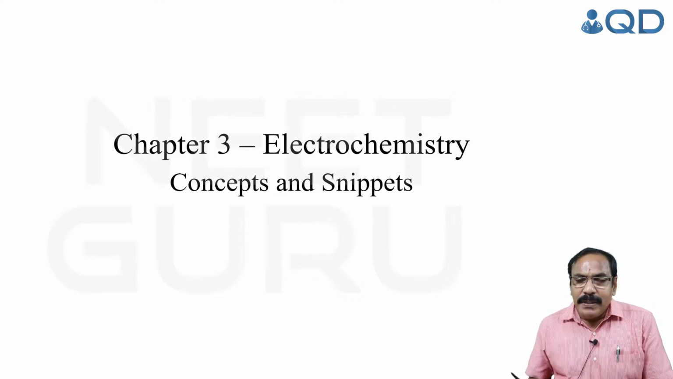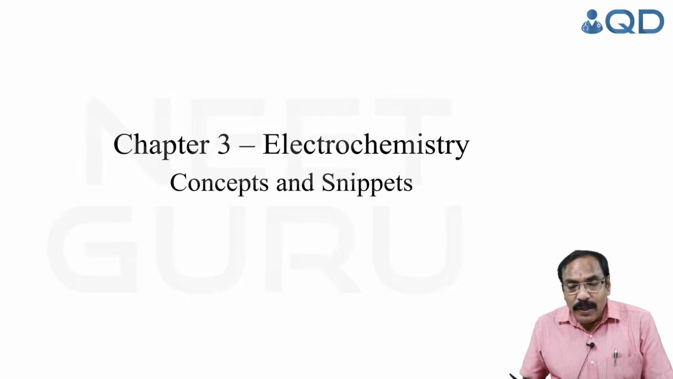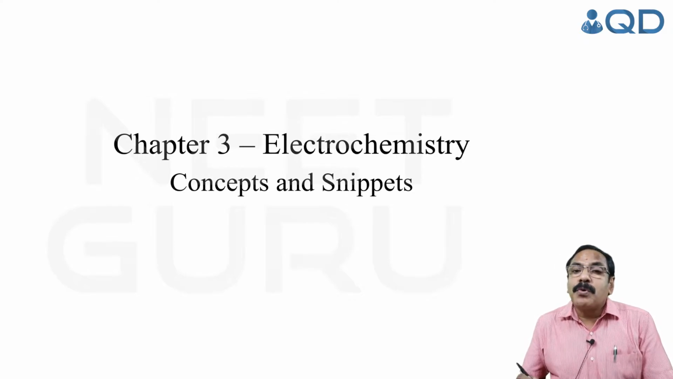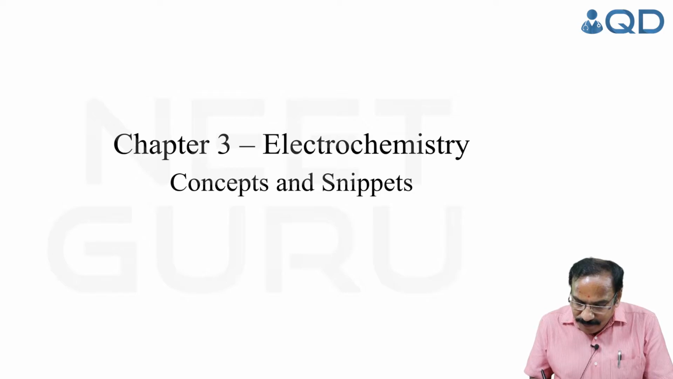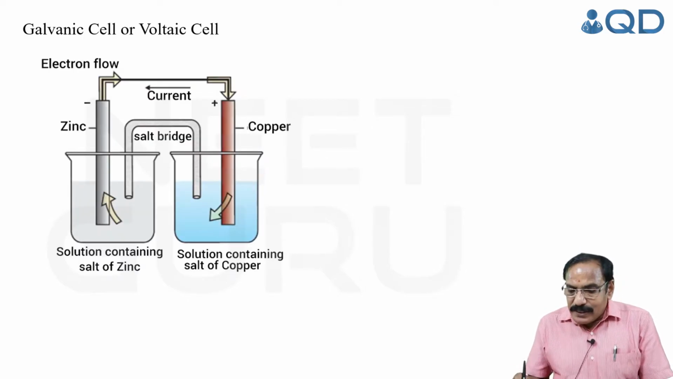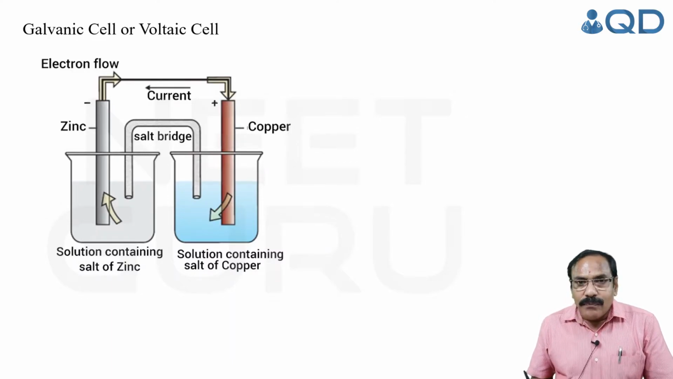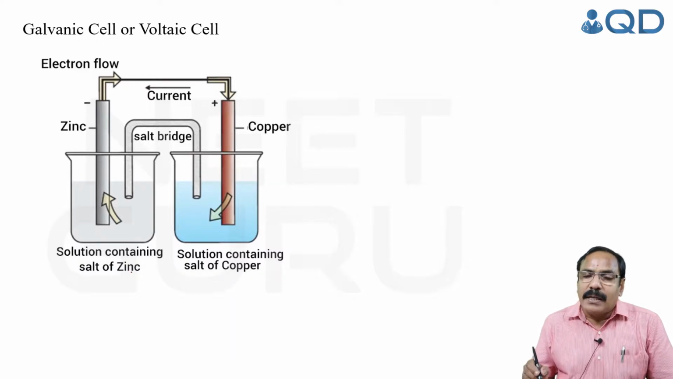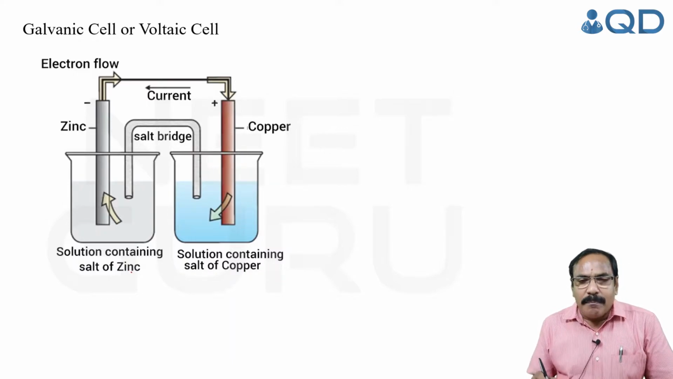I repeat, a galvanic cell is a device for converting chemical energy into electrical energy as a result of spontaneous redox reaction. Now let us see a typical galvanic cell, that is the Daniell cell. It consists of a zinc rod dipped in 1 molar zinc sulfate solution as the anodic compartment.